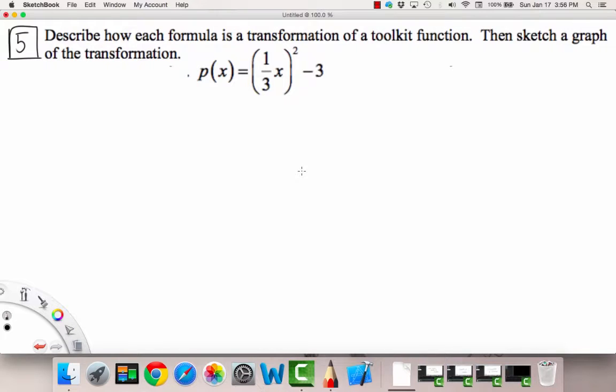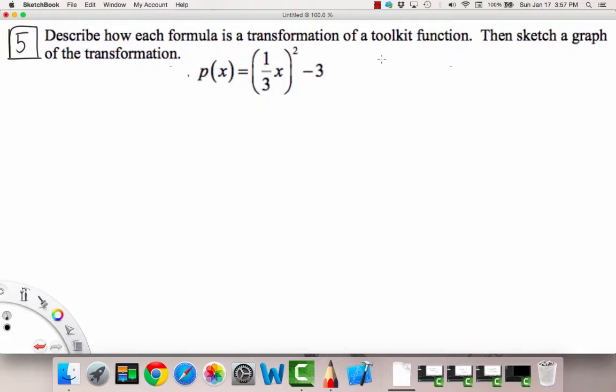To number 5, the last problem. So we're going to describe how the formula is a transformation of a toolkit function, and then we're going to sketch a graph of the transformation. So the function given is p of x equals (1/3 x) quantity squared, and then minus 3. Okay, so let's break down what's going on.